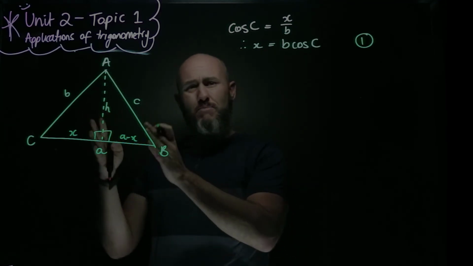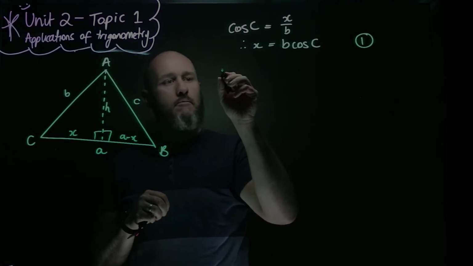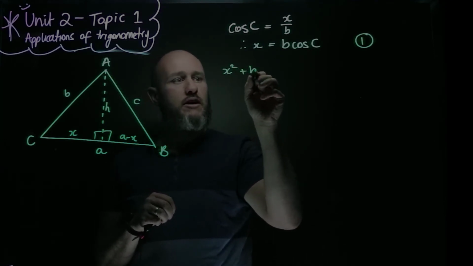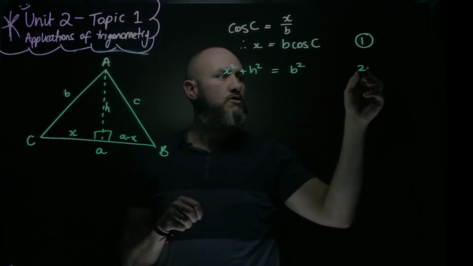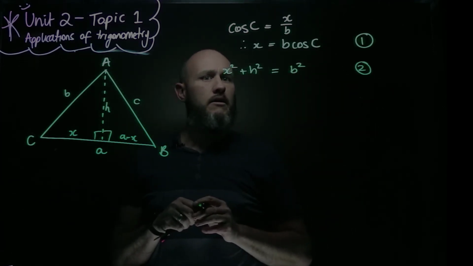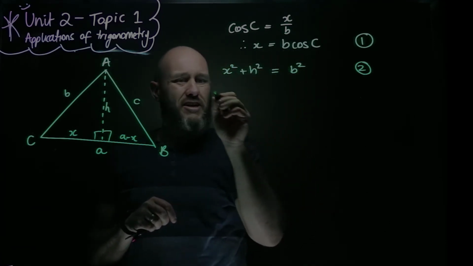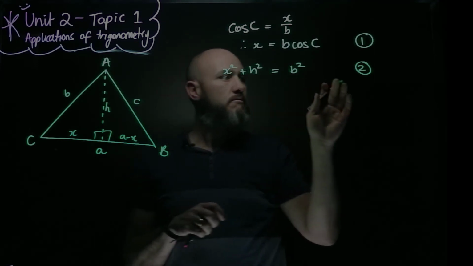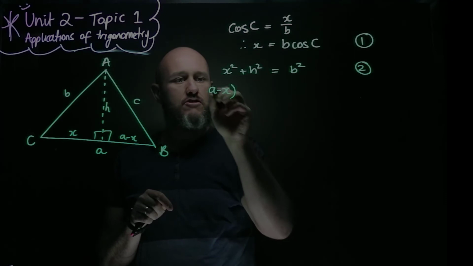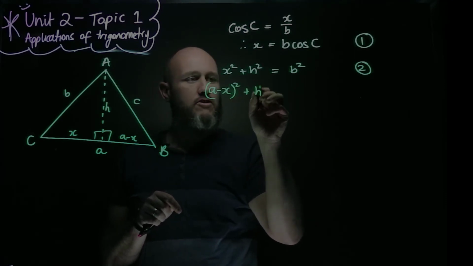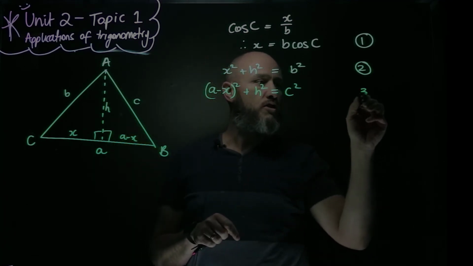And I've also now got some Pythagorean relationships I can identify. So the first one is x squared plus h squared is equal to B squared, call this equation number 2. So let's get the second one, A minus x squared plus h squared equals C squared. That comes from this one, and we'll call this equation number 3.